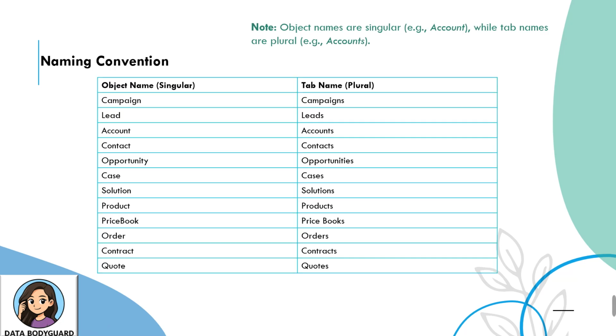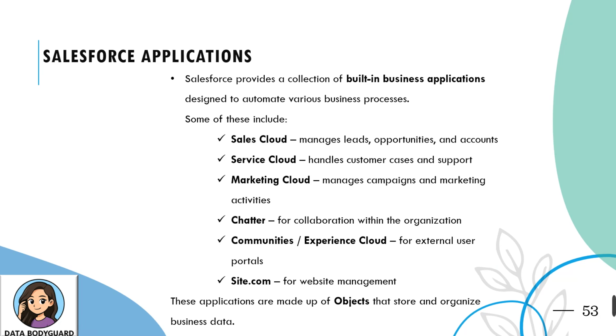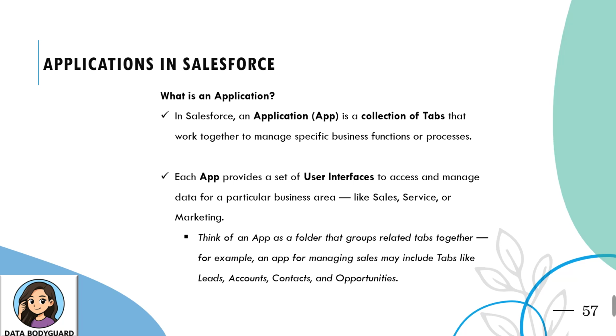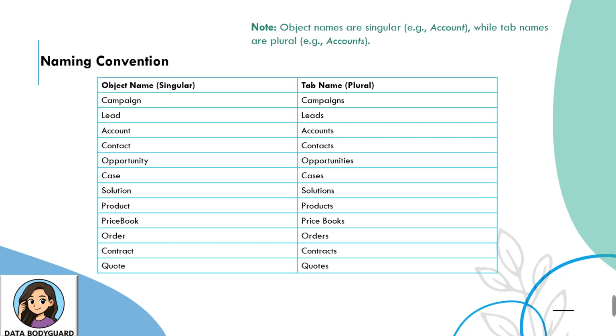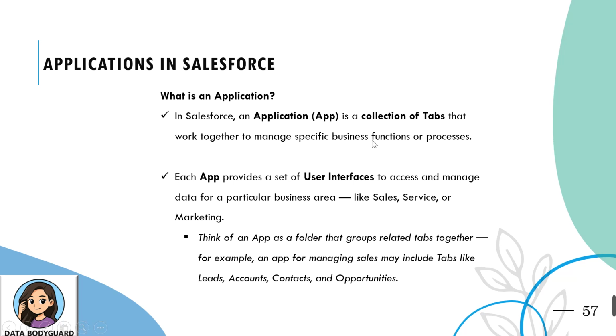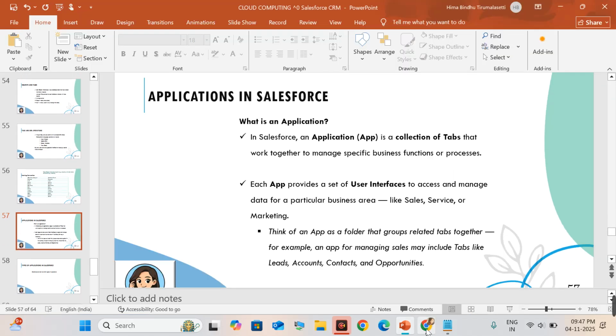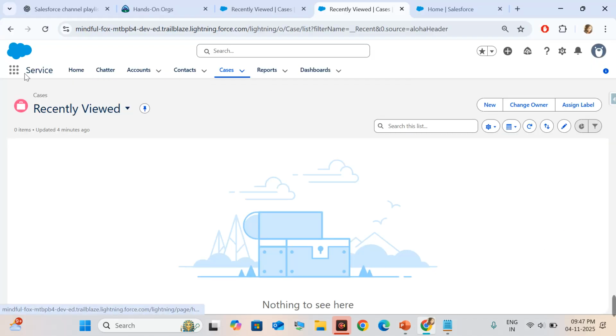Okay, so as of now we have understood tabs and the Salesforce applications. But what is an application? In Salesforce we have seen there are many applications like Sales Cloud, Service Cloud, Marketing Cloud. What is this application? First we have to understand that an application is a collection of tabs that work together to manage specific business functions or processes. What we have seen here is that Service is the application. An application is the combination of all tabs, right?